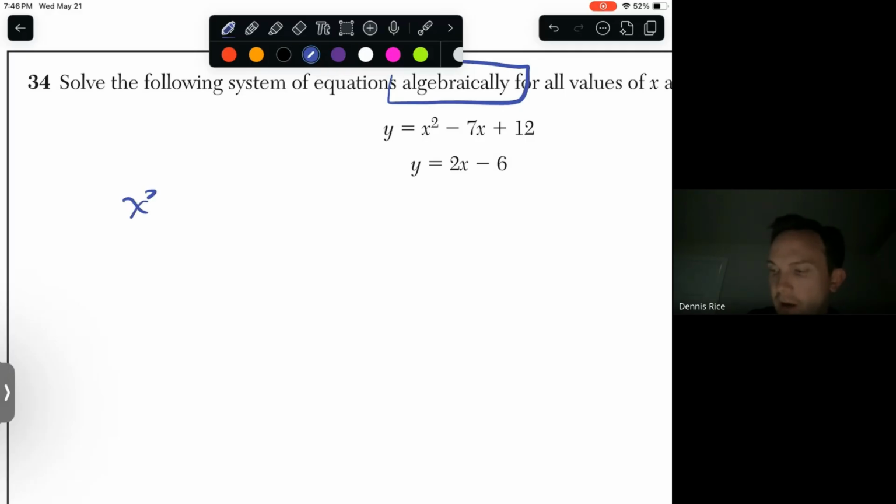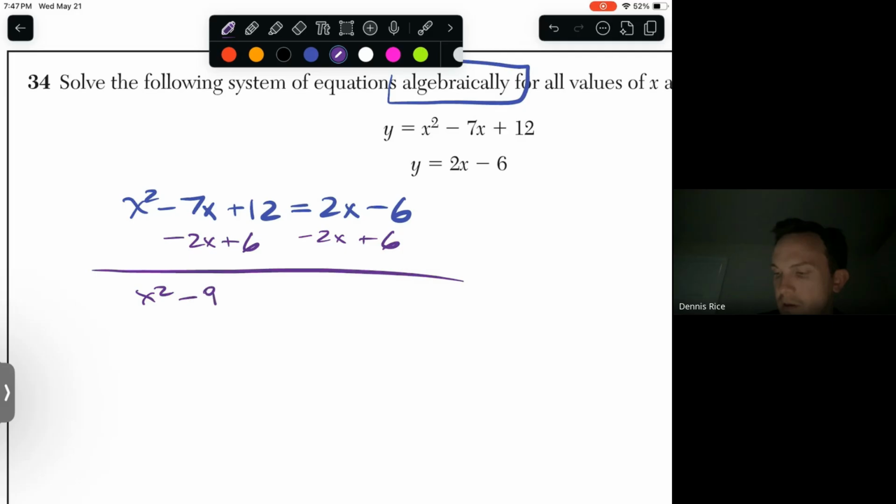So what would you do here? I would set them equal to each other first. They're both equal to y, so set them equal to each other. Okay, now you're going to move everything over to the left. And you get this. So any quadratic, you want to get it set equal to 0.